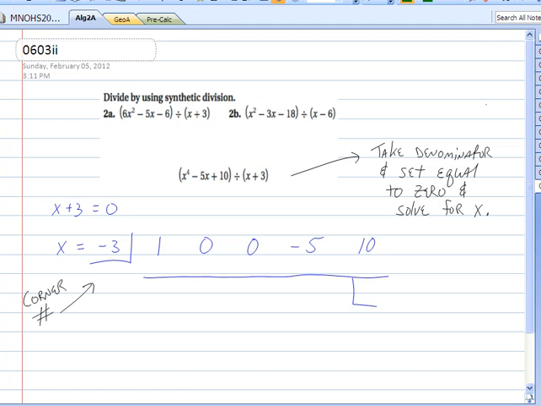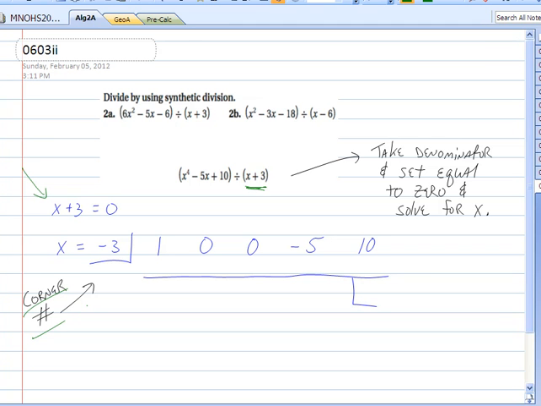What's going on here is the first thing you want to do is take a look at this binomial, x plus 3, take that denominator and set it equal to 0, which is what I did over here. Set it equal to 0, solve for x. So basically you subtract 3 from both sides, x equals negative 3. This is what we call our corner number, and that's the number that you start with.